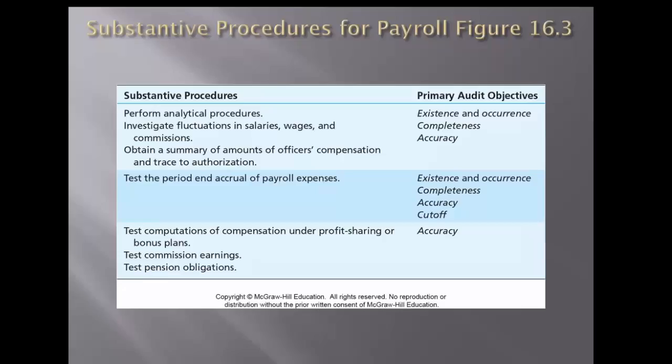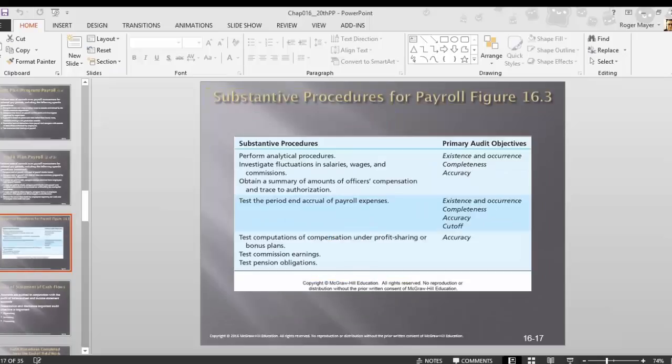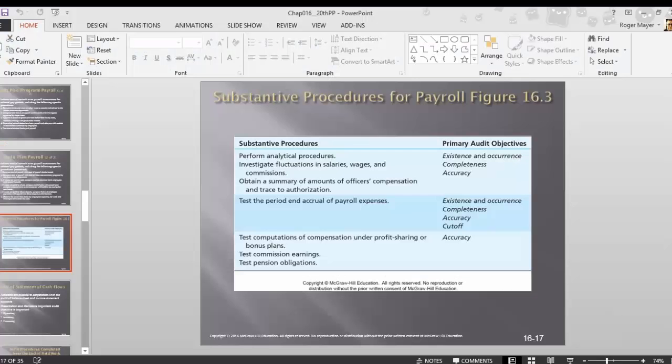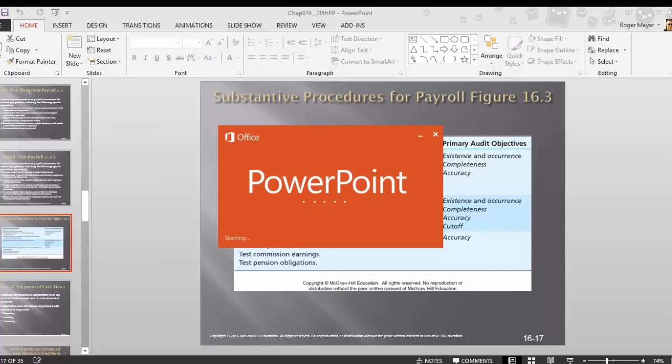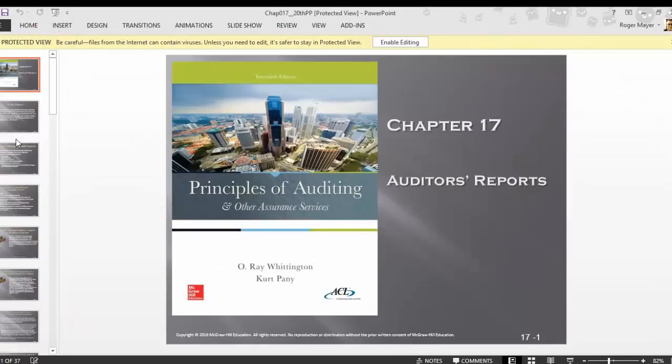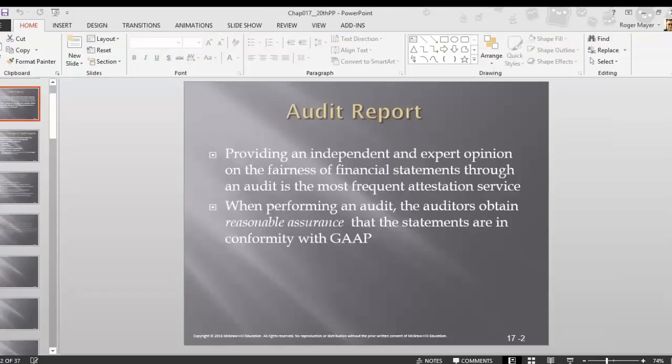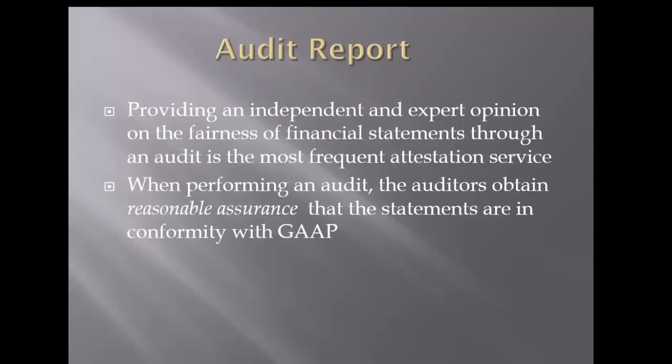We're going to be doing some period-ending testing related to payroll, as well as doing some computations specifically related to accuracy. Okay, so we talked a little bit about Chapter 16. Let's now move to Chapter 17. And Chapter 17 is specifically related to the audit reports. Okay, so let's talk about the audit reports and how they relate to everything that we're doing.